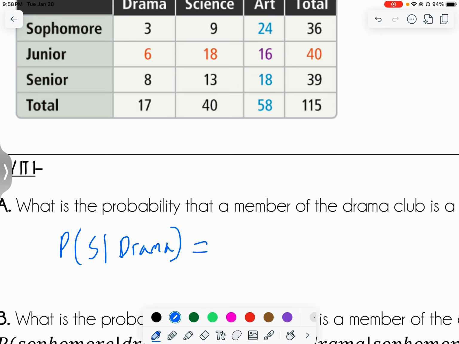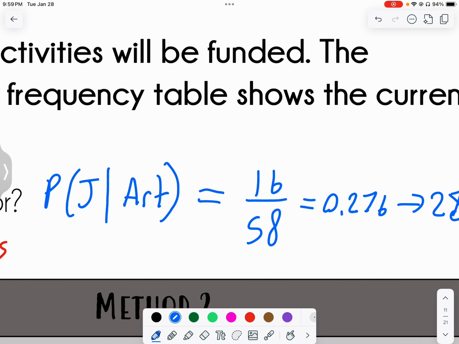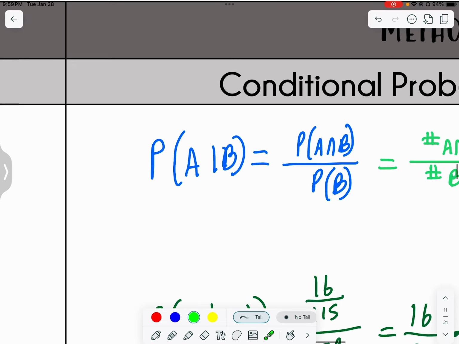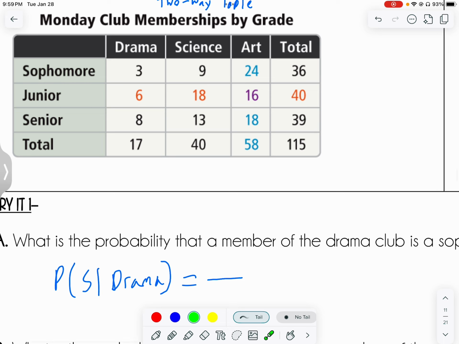All right, so let's think about this. We can think about it in one of the 3 different ways that I showed you. I prefer to think about it this way. The probability of them being in art, and think about the total number of art, and the junior way. So I'm going to do that one just because it's the most efficient, and that's most of the time how people think about it. All right, how many people are in drama? 17. And of those 17 people, how many like or are sophomores? 3. So the probability here is 3 out of 17.